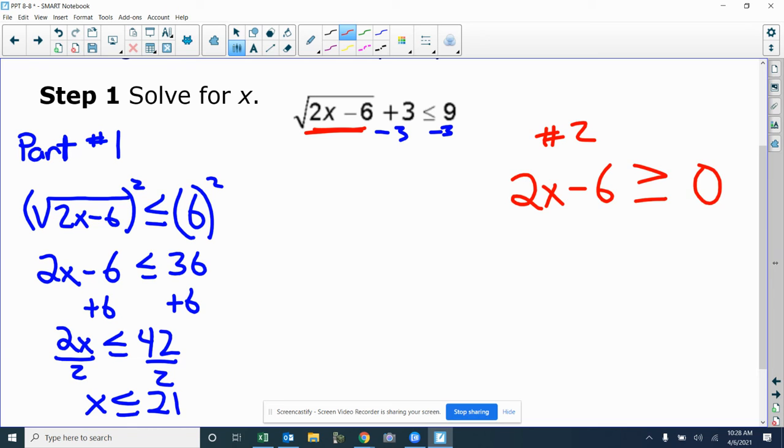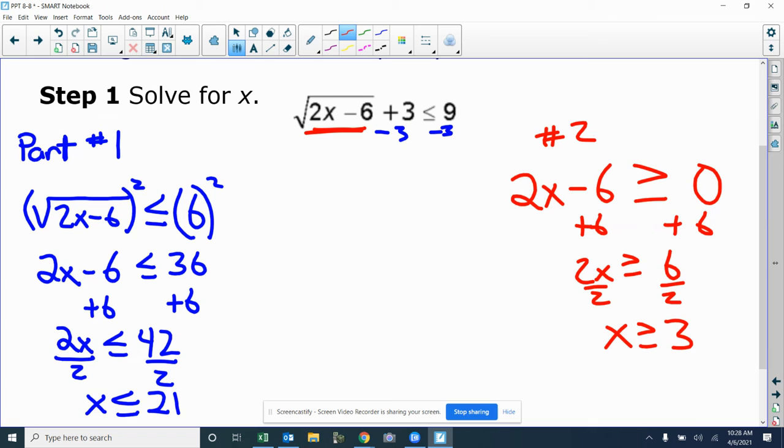So now we're going to solve for this. What are we going to do first? Add 6. So now we're going to have 2x greater than or equal to 6, divide by 2. And we're going to have x greater than or equal to 3.